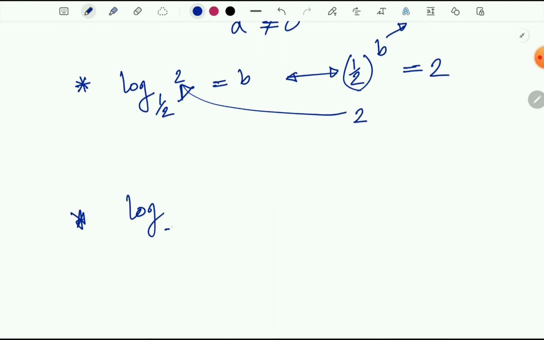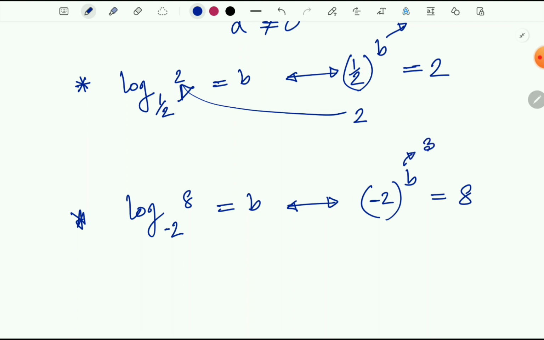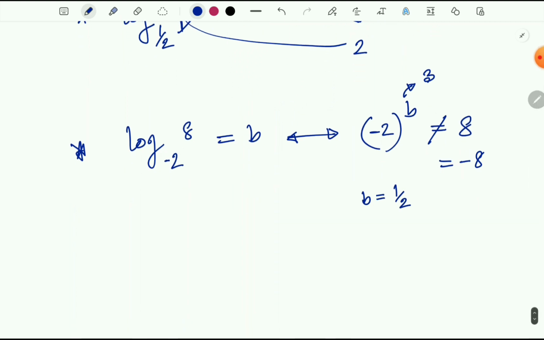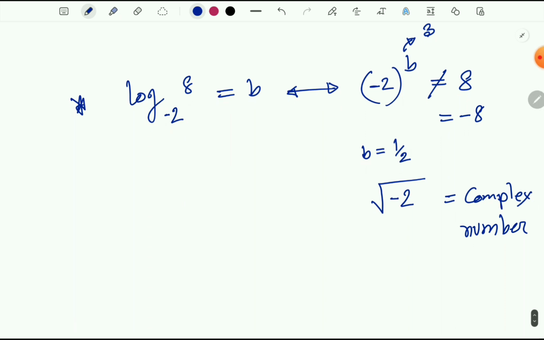Can the base be negative? Let's say log base negative 2 of 8 equals b. We can write this expression as negative 2 power b equals 8. Let's say if b equals 3, it gives us negative 8, but we cannot get 8. So sometimes it may give you the correct answer, but sometimes not. Let's consider another situation. If b equals half, that means square root, right? The square root of something negative gives a complex number. So we can say the base a is greater than 0.